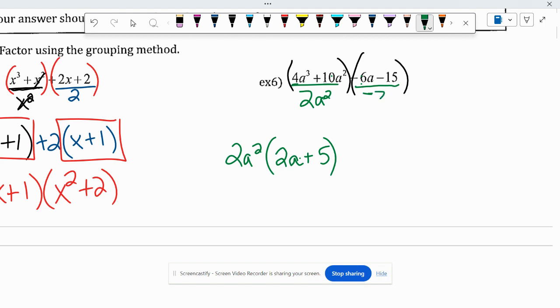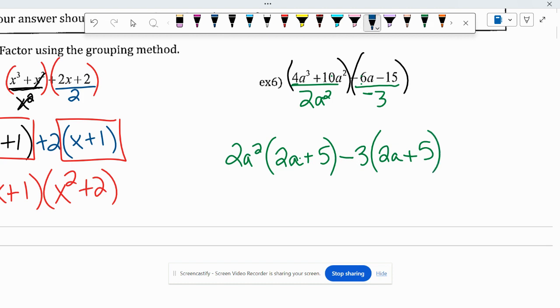And 6 and 15 are both divisible by 3. So I'm taking out a negative 3. Negative 6a divided by negative 3a gives me a positive 2a. Negative 15 divided by negative 3 gives me a positive 5.